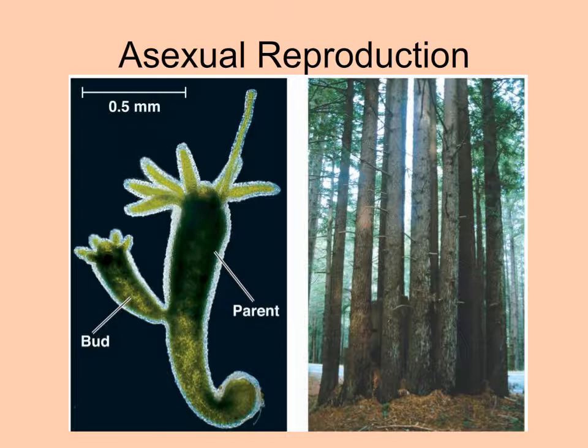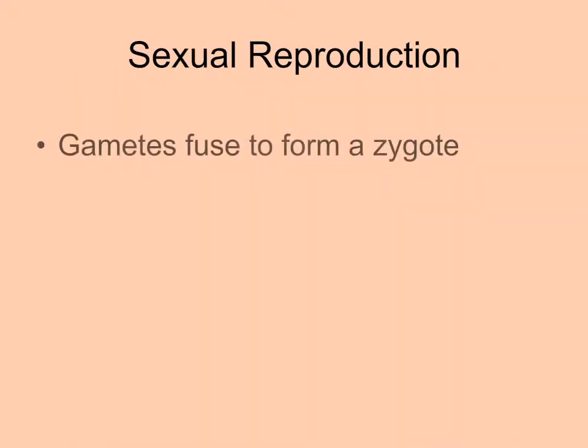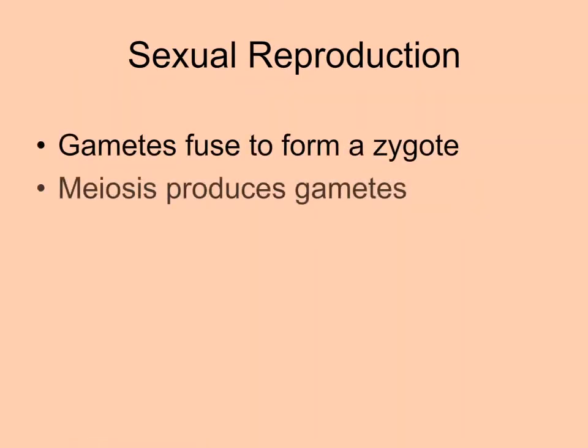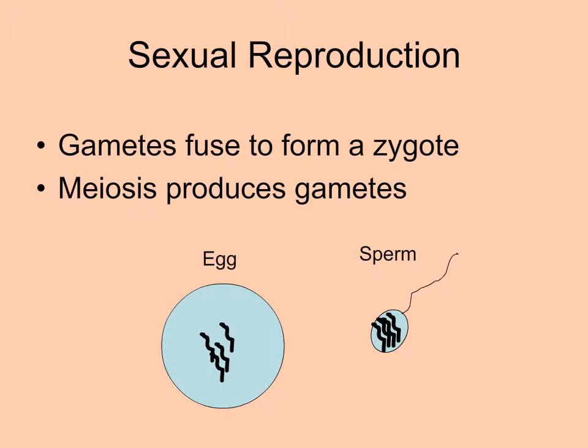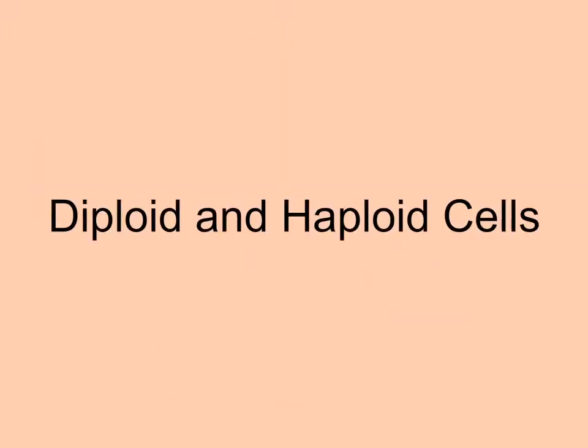But few organisms reproduce solely by asexual means. Almost all life has the ability to reproduce sexually. In sexual reproduction, gametes such as eggs and sperm are formed during meiosis. When the gametes fuse, a fertilized egg, or a zygote, is produced. Meiosis produces haploid cells from diploid cells.